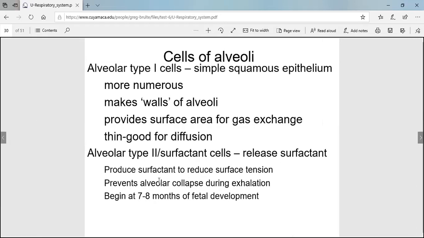By the way, if you're born too early, like 7 months instead of 9 months, you may not be making surfactant yet. And that's why premature infants have a hard time breathing. That was a big problem. Now they have an artificial surfactant that they can use, and that does help.